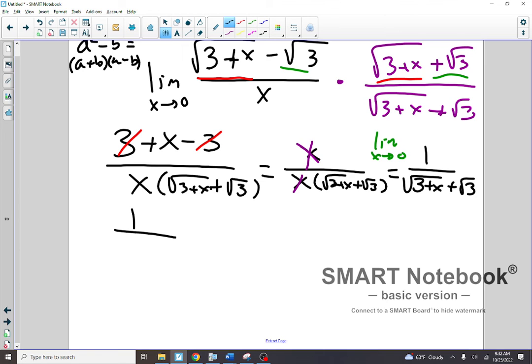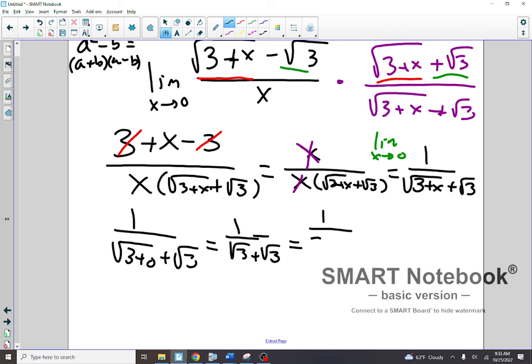So 1 over the square root of 3 plus 0 plus square root of 3, which is 1 over square root of 3 plus square root of 3. If you added two variables to each other, like x plus x, it's going to be 2x. So in this case, it's 1 over 2 root 3, which is perfectly fine.